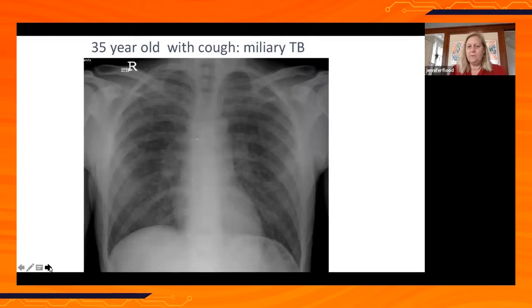Now, sometimes nodules are seen, like in this patient who presented with a cough, that are very tiny and numerous and scattered across the lungs. Miliary TB should come to mind when you see this kind of film. Nodules in miliary TB are diffusely distributed. They're about 2 to 3 millimeters in size, so very tiny, and they have a slight lower lobe predominance, indicating hematogenous spread of the mycobacteria.